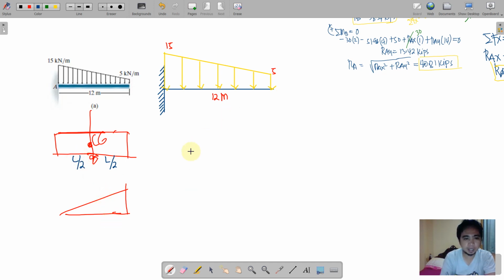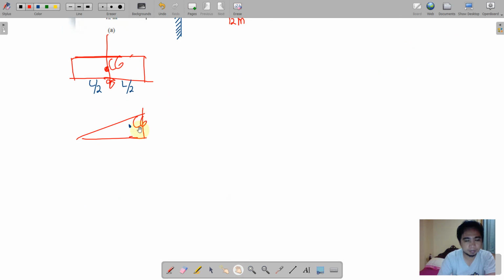And if we have a triangle here, so we all know that the centroid is nearer to the height. Okay? Because the volume is concentrated along this portion. Okay? So therefore, if this is L, the concentration of the center of gravity is 1/3 of L or L over 3.